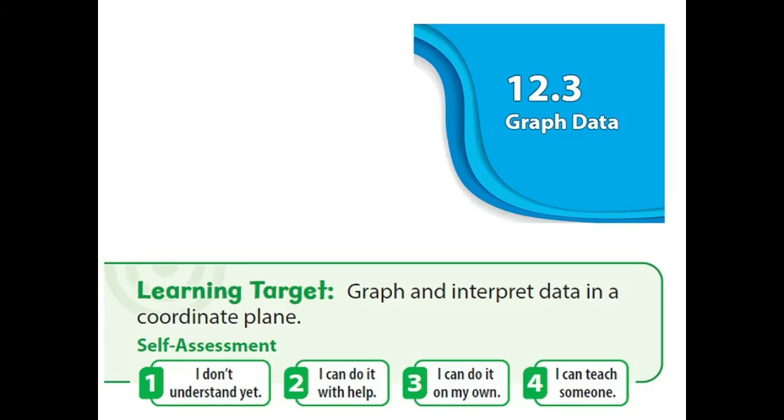This is lesson 12.3, graph data or data, whichever you want to say. It is on pages 563 through 566 in your workbook.